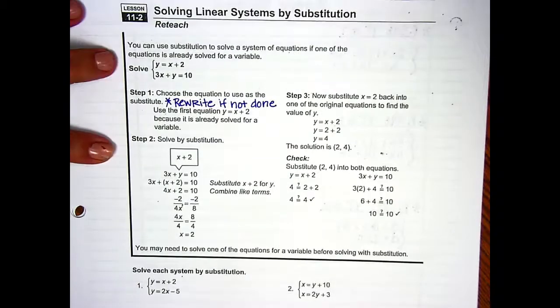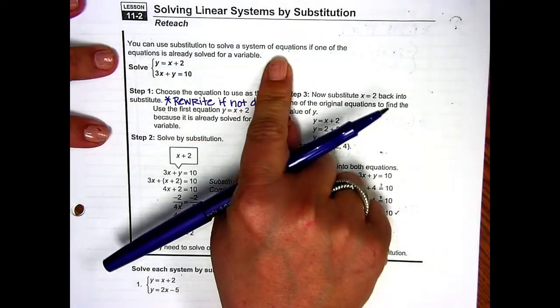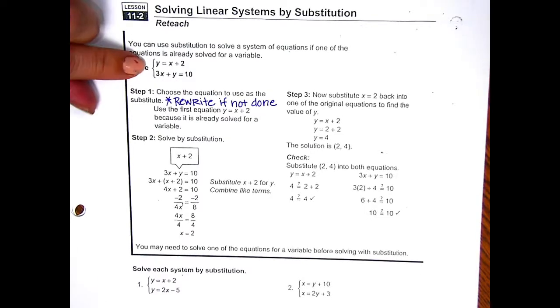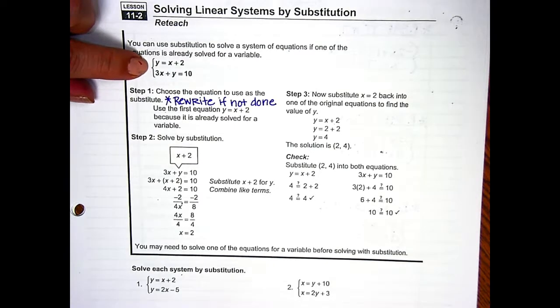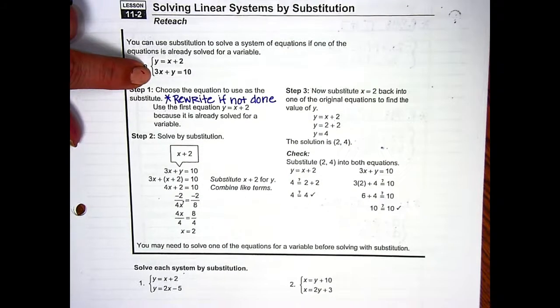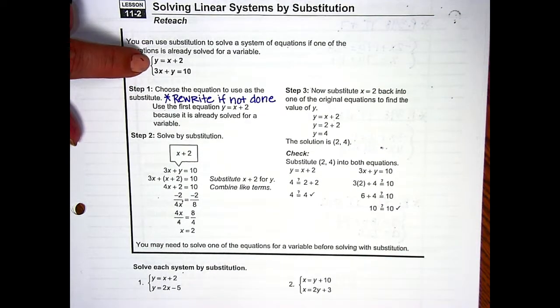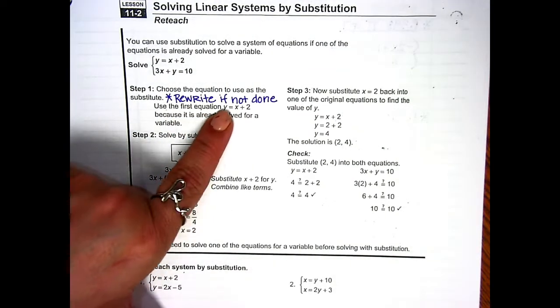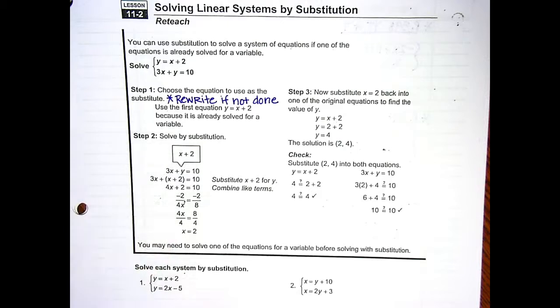Okay, when we do this, it says you can use substitution to solve a system of equations if one of the equations is already solved for a variable. So you can see in this system, we have y equals x plus 2 and 3x plus y equals 10. So it is actually already solved for y. If that's not done, you're going to rewrite one of the two equations so that it is solved for a variable.